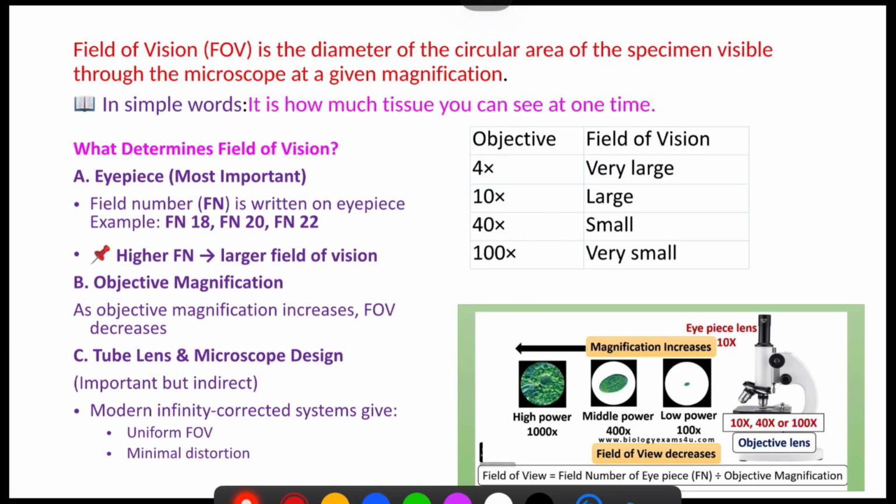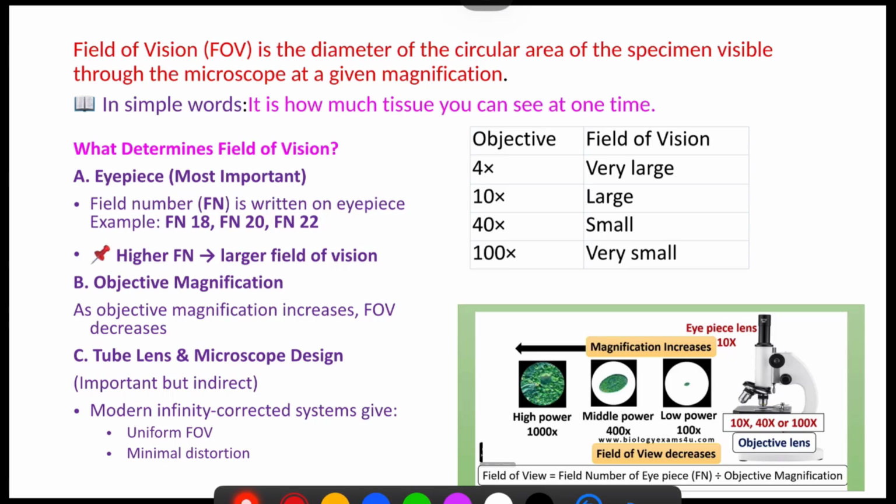Now field of vision. If we say in simple words, it is how much tissue you can see at one time. So it is the diameter of the circular area of the specimen visible through the microscope at a given magnification, right? So what determines field of vision? It is the eyepiece, most important. We have already seen that the field number is written on the eyepiece, whether it is 18, 20 or 22. So a higher field number means a larger field of vision.